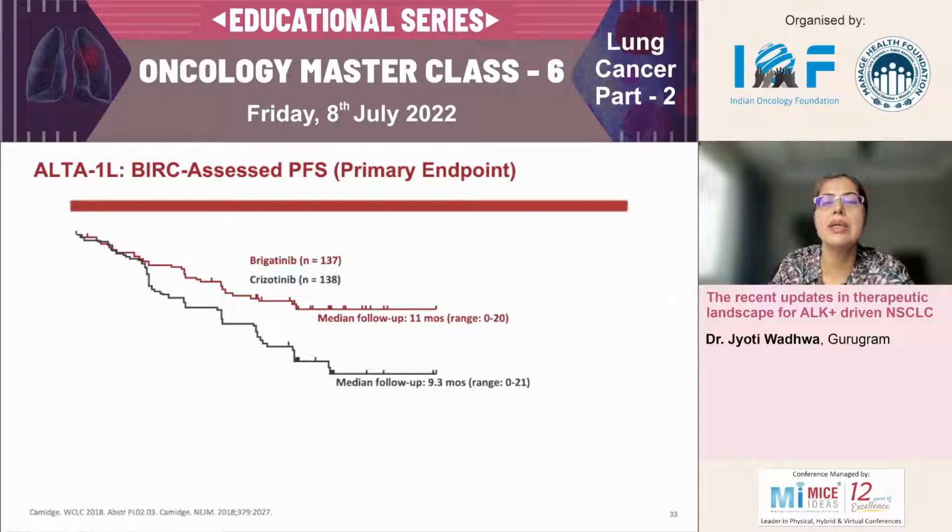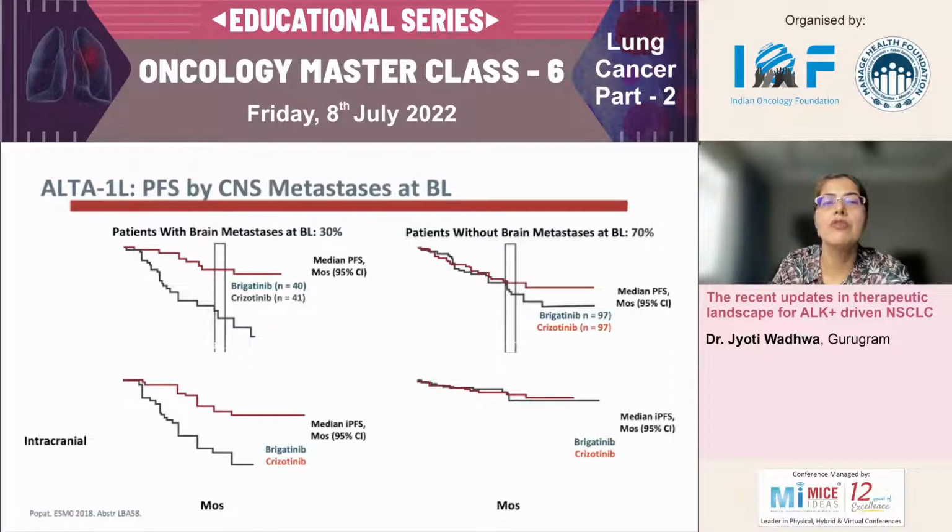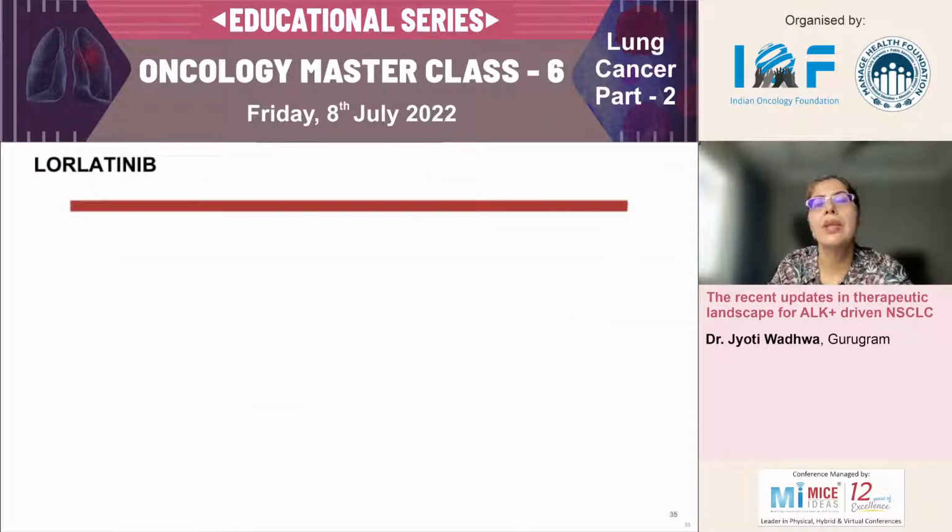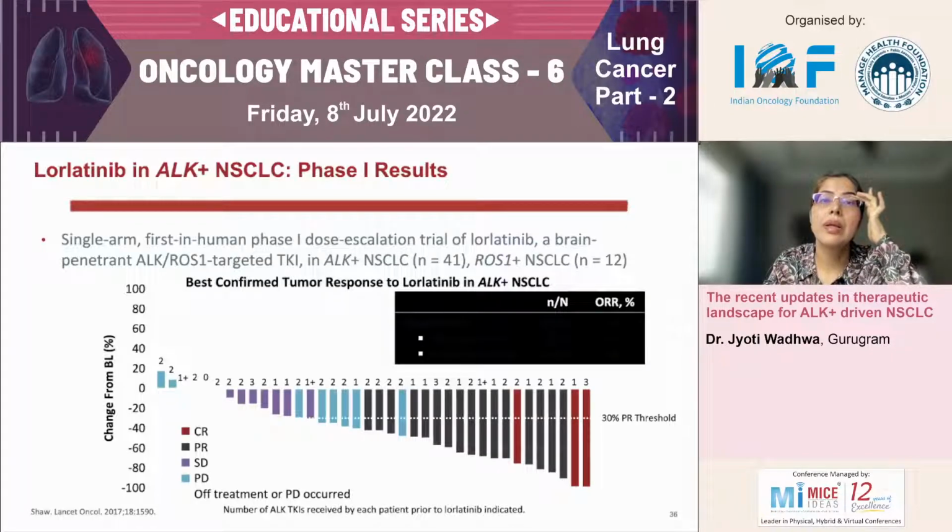So this is the comparative curve. Brigatinib, this is how the curve looks, the top one, when compared to crizotinib in terms of progression-free survival. And this is what is seen as its efficacy in terms of intracranial control rate. We then have third generation ALK inhibitor, lorlatinib.